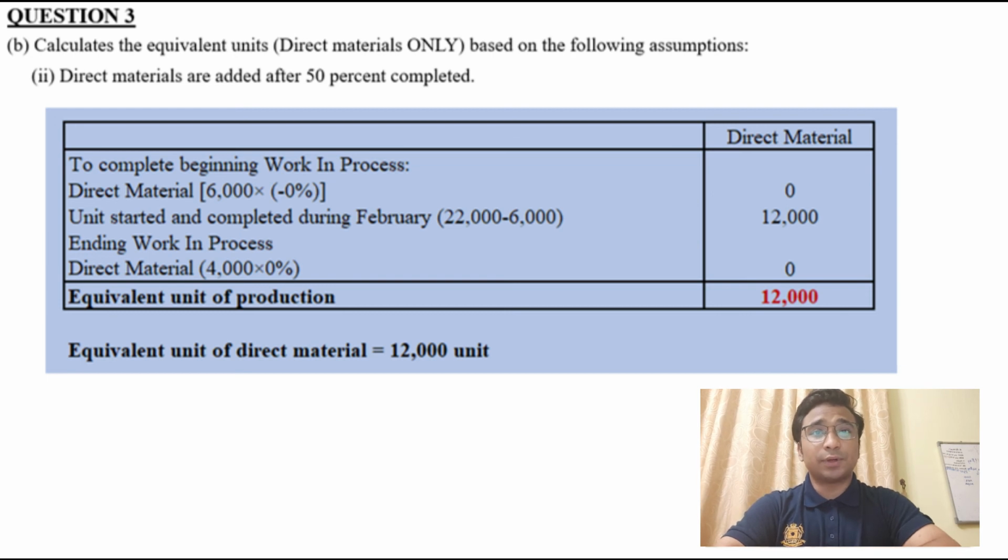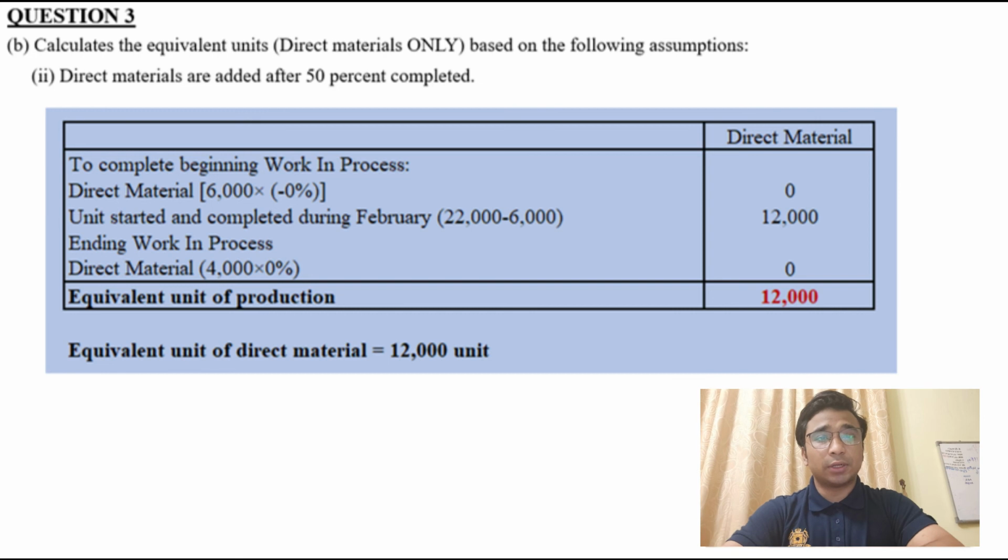Today I will present question number 3B, where we need to calculate the equivalent units for direct materials only. Based on the following assumptions, we need to do the calculations for direct materials added after 50% completed. As you see, for the beginning work in process, the direct materials is 6,000 units times 0%, which results in 0 units.